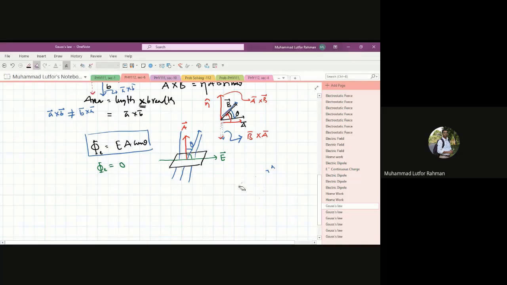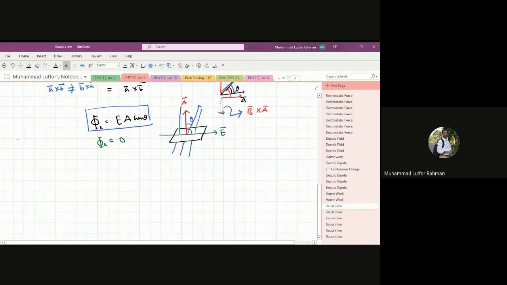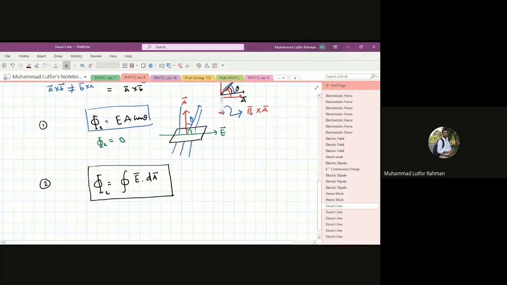Fine. So let's move to the second case. When the field is variable, how am I going to find that flux? Basically, I'm going to integrate. I will choose a closed surface, E dot dA, or say the area is variable. Sometimes we will find the area is a function of some parameter. Then we will find the electric flux using that formula.